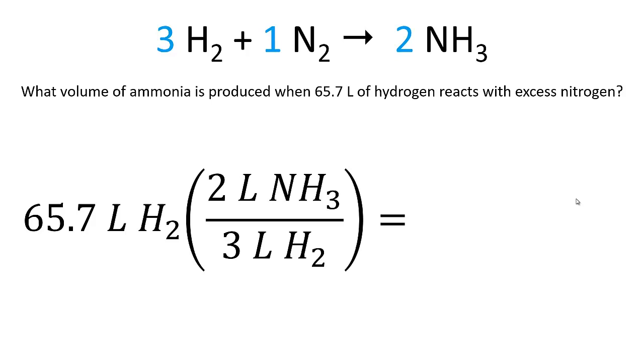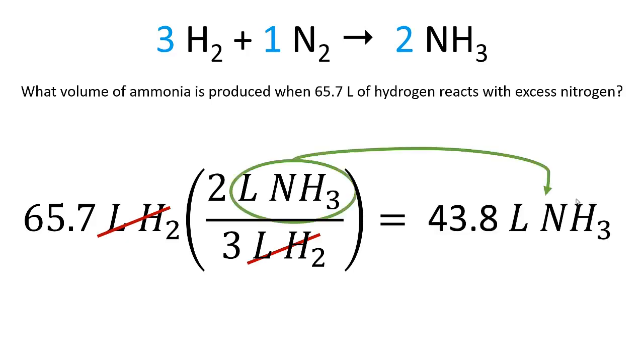So what you should have gotten was 2 liters of ammonia over 3 liters of hydrogen, because now your denominators cancel and you're left with ammonia on top, and 65.7 times 2 divided by 3 gives you 43.8. And you have to make sure you do it that way.